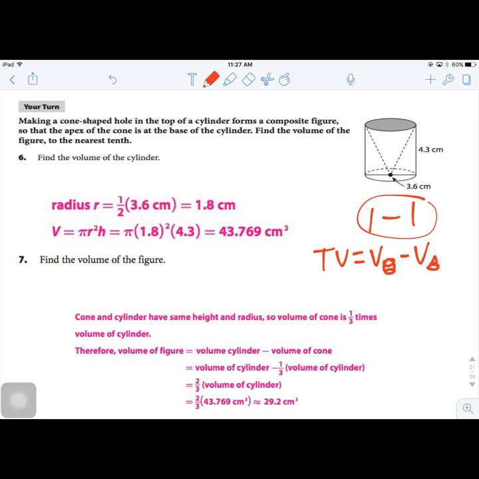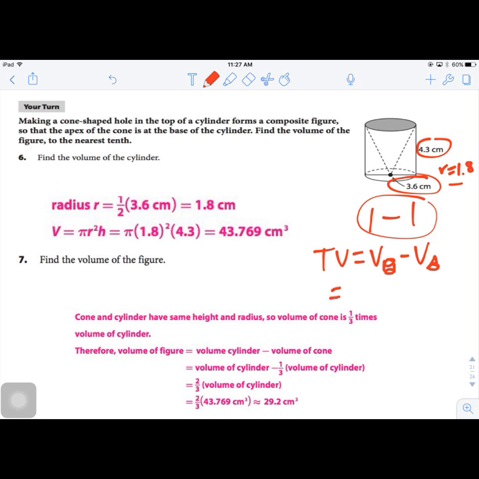And so let's take a look at the radius. It's going to be 3.6 divided by 2. That will give us a radius of 1.8. But if you take a look at these two figures here, they have a lot of things that are similar. The height is the same. The radius is the same. So we can actually go ahead and simplify this formula to break it down further.